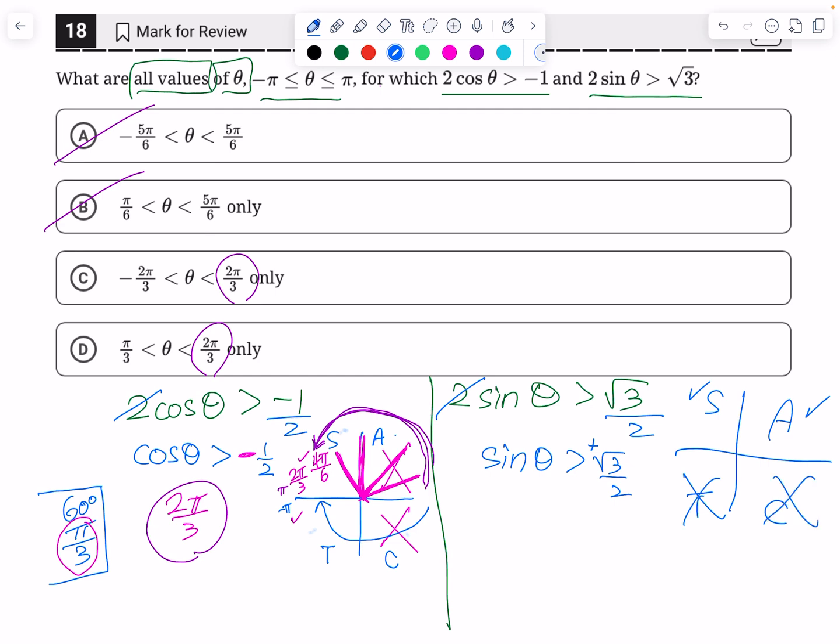And what angle would result as sine becoming square root of 3 over 2? That would be 60 degrees. So I'm going to use pi over 3 again as my reference, okay? So we'll count. Oh, we already got pi over 3 because that's positive. So let me write pi over 3. So if you look at the situation we have so far, we have 2 pi over 3 and pi over 3, and the choice that has that is choice D.